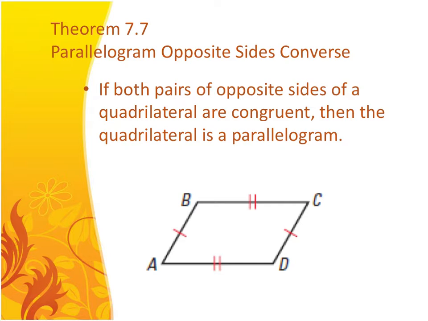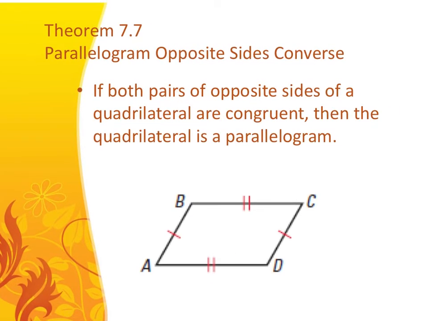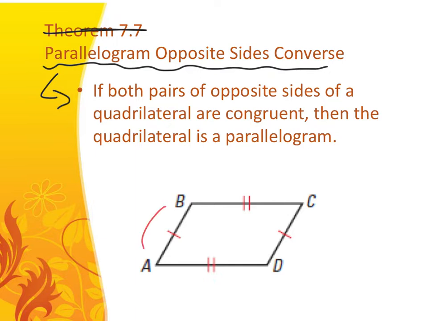Again, remember, you don't memorize the number. You're going to either memorize the name here, or you're going to memorize what it states. So this is the first way that we can prove that a quadrilateral is a parallelogram. If both pairs of opposite sides of a quadrilateral are congruent, then the quadrilateral is a parallelogram. So notice in my figure, they have a congruency mark here on AB, which is congruent to CD, as well as BC being congruent to AD.